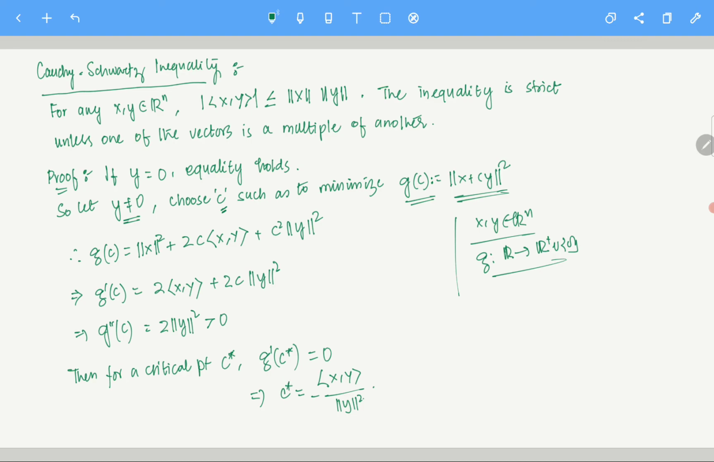Now if c star is given by this, if you put this c star in here, that will minimize g, right? And what is the minimum of g? That is always greater than or equal to 0, right? The minimum of g is always non-negative.